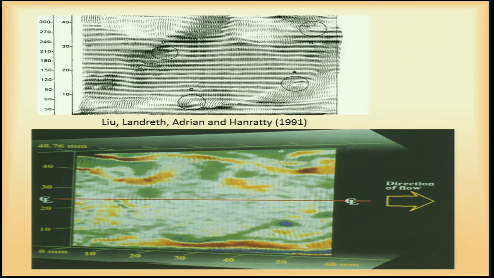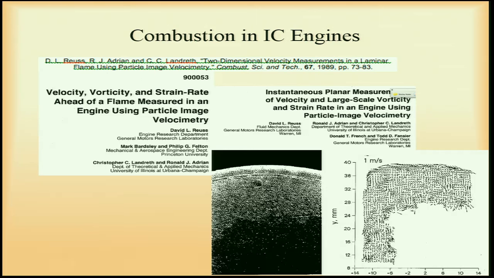Now, the other thing that we did around that time, what are the dates on this, 90 and 91, I guess, we did measurements in IC engines. First time was a cold flow engine, and the other one was a fired engine. But these are the first times we'd been able to see flow fields in a good way inside automobile engines. And of course, this was a collaboration with people at GM and Princeton and Illinois.